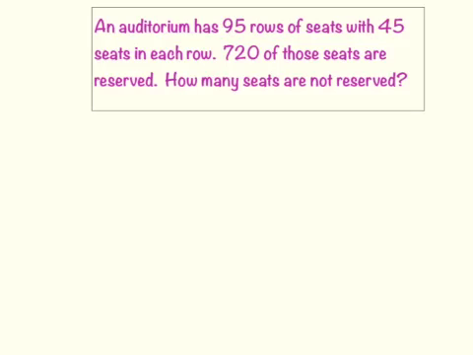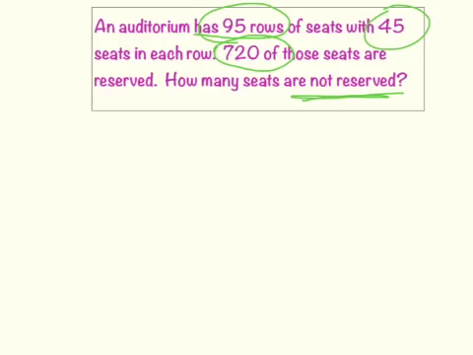Now it's time to look at some two-step story problems. This first one says an auditorium has 94 rows of seats with 45 seats in each row, and 720 of those seats are reserved. So how many seats are not reserved? To solve this problem, we have to look at the information we have. We know how many rows, and we know how many seats in each row. We also know how many seats are reserved, but we don't know how many are not reserved.